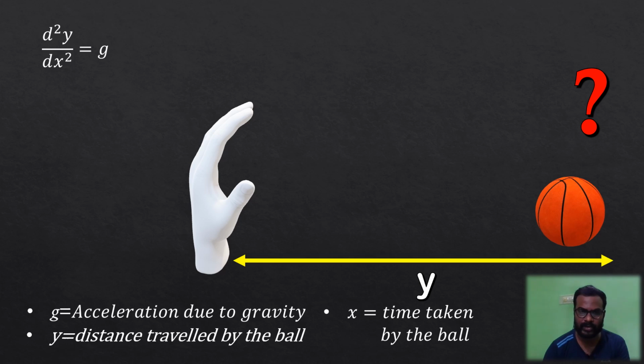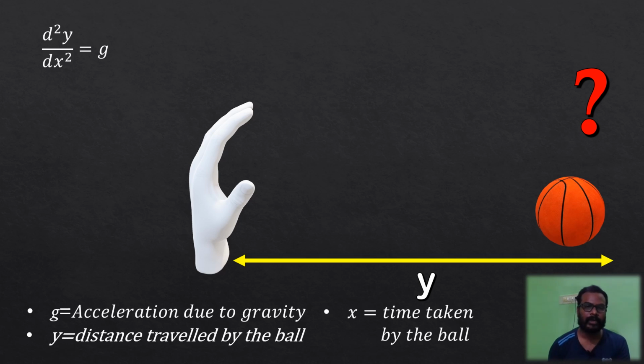Here I have used the word acceleration. We represent acceleration in mathematical terms as the second derivative. So I have represented it as d square y by dx square. If you solve this equation, I can find the distance traveled, because I have taken y as distance, x as time, and g as acceleration due to gravity. So let us solve this equation.